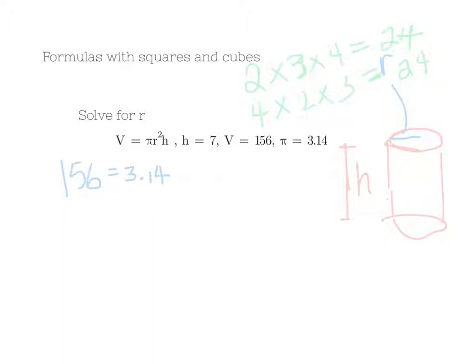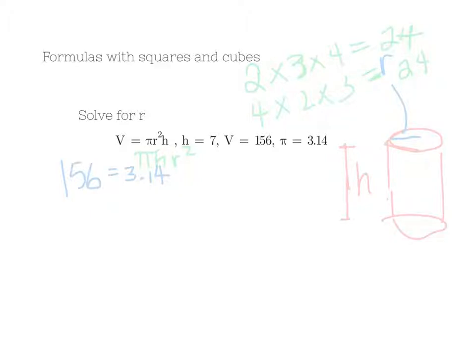It doesn't matter the order that we multiply numbers in. So what I like to do with a question like this, when I have pi r squared h, is I like to put my unknown at the very end of my statement. So I'm going to rewrite this. Instead of pi r squared h, think of it as pi h r squared, just like the 4 times 2 times 3 and the 2 times 3 times 4. It doesn't matter the order.